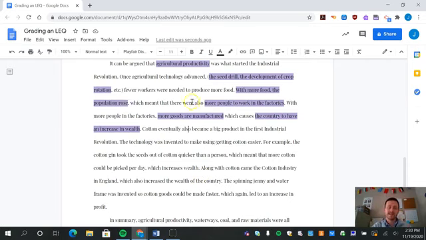But nonetheless, I think this is the best paragraph that this student writes here, because again, we're linking one sentence to another, drawing one connection to the next connection to the next connection to the next connection. And that's how you get some of these analysis and reasoning points.